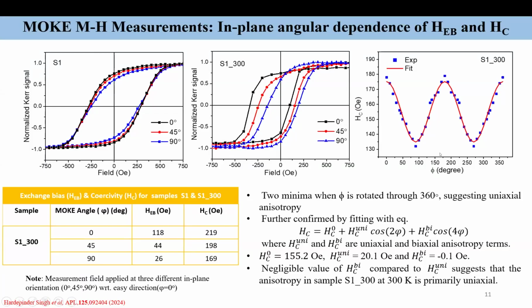This was further confirmed by an angular dependent coercivity study, and we observed two minima suggesting uniaxial anisotropy, which was also fitted by this equation, and we got a negligible value of the biaxial component in comparison to the uniaxial component, suggesting that the main component of anisotropy was uniaxial in this sample.